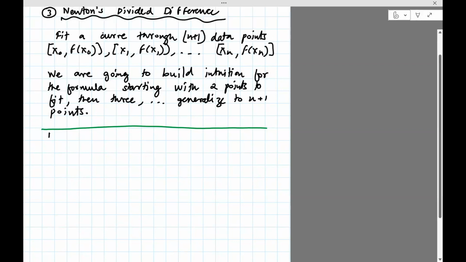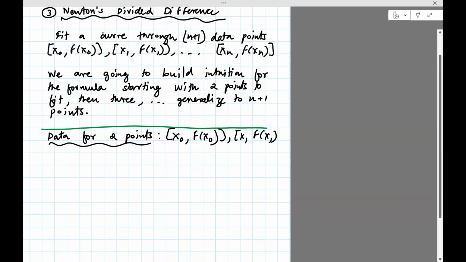Okay, let's say that we are given data for just 2 points. And that data is clearly x0, f of x0, x1, f of x1. Now if there are 2 points and we need to fit a curve through those 2 points, we know the answer is just a line, right? So we'll assume this equation for f of x.